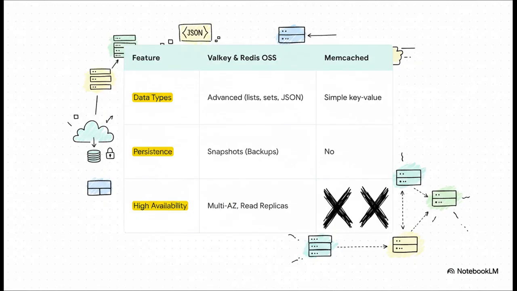The difference is pretty stark. If you need more than just a simple key value store, we're talking advanced data structures like lists, hashes, sorted sets, even JSON, then Valkey is going to be your go-to. It's packed with features. But if all you care about is raw, multi-threaded speed for simple bits of data, that's where Memcached really shines. So the key takeaway is this: Valkey for features and flexibility, Memcached for pure, unadulterated simplicity and speed.